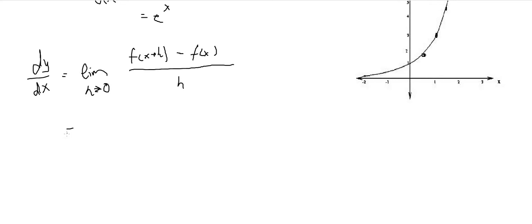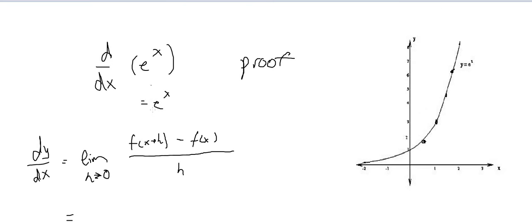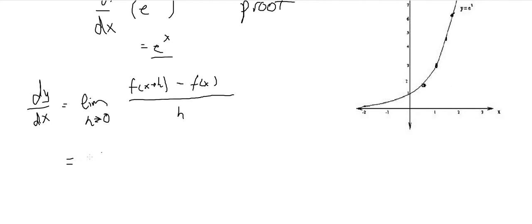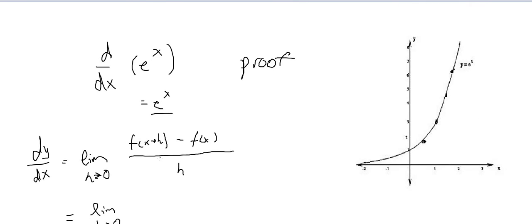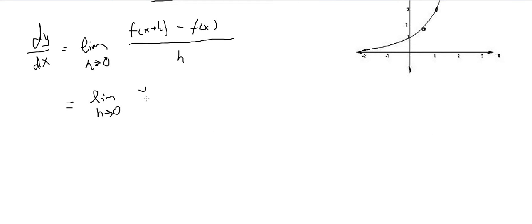So the next line would be, well, we kind of need to plug in e to the x, right? So limit as h approaches 0, and the way you would do it is you do e to the x plus h, and then you subtract the original function e to the x, and then that's obviously all over h. So the next thing we could do is separate the e to the x plus h.